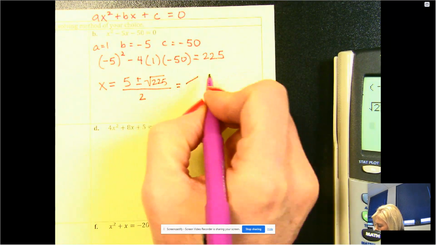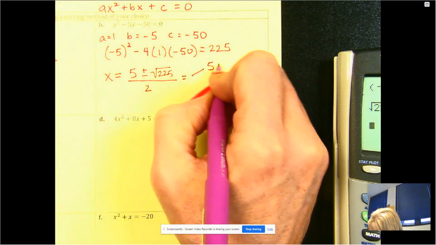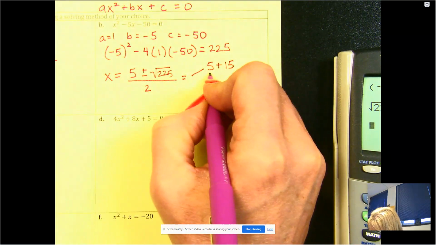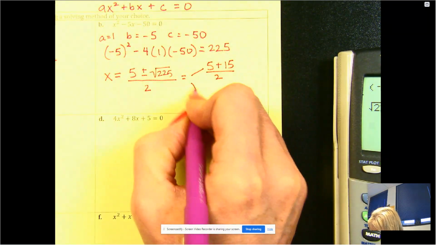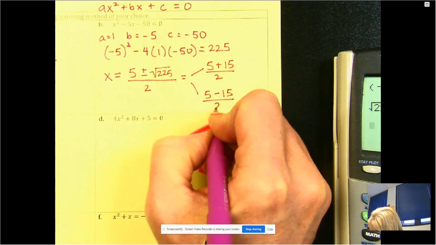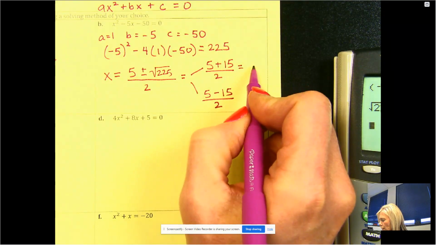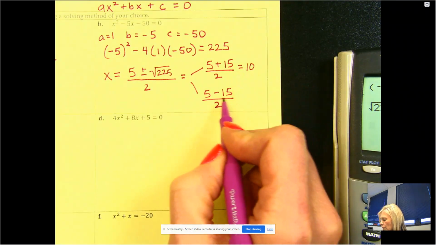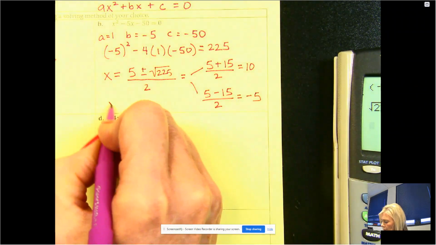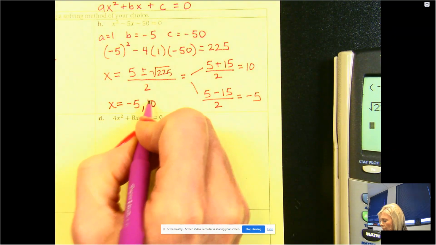So we have two values to find. 5 plus 15, right? That's the square root of 225, divided by 2, and 5 minus 15 divided by 2. So this one is 20 divided by 2 is 10. This is -10 divided by 2 is -5. So x equals -5 and 10.